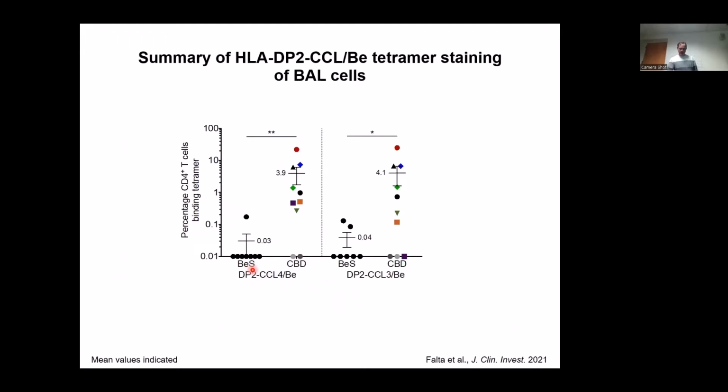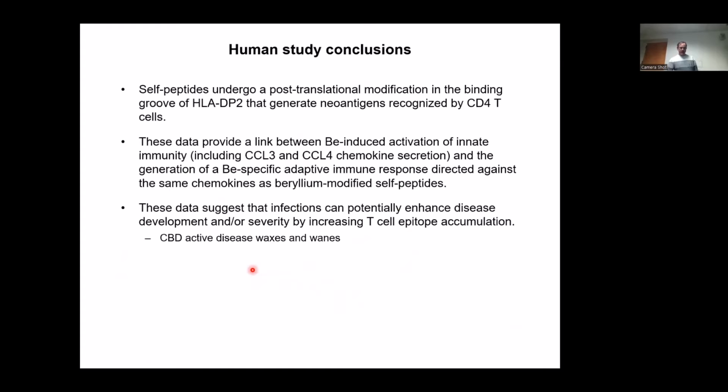So I'm going to be a few minutes. The one thing I want to say in concluding about this human work is that this data provides a link with beryllium-induced activation of innate immunity. I'm not really showing you, but beryllium acts as an adjuvant in these patients, inducing chemokine secretion. And so beryllium is not only inducing the protein, but that very same chemokine is being used as part of the adaptive immune response. So there's this link between innate and adaptive immunity.